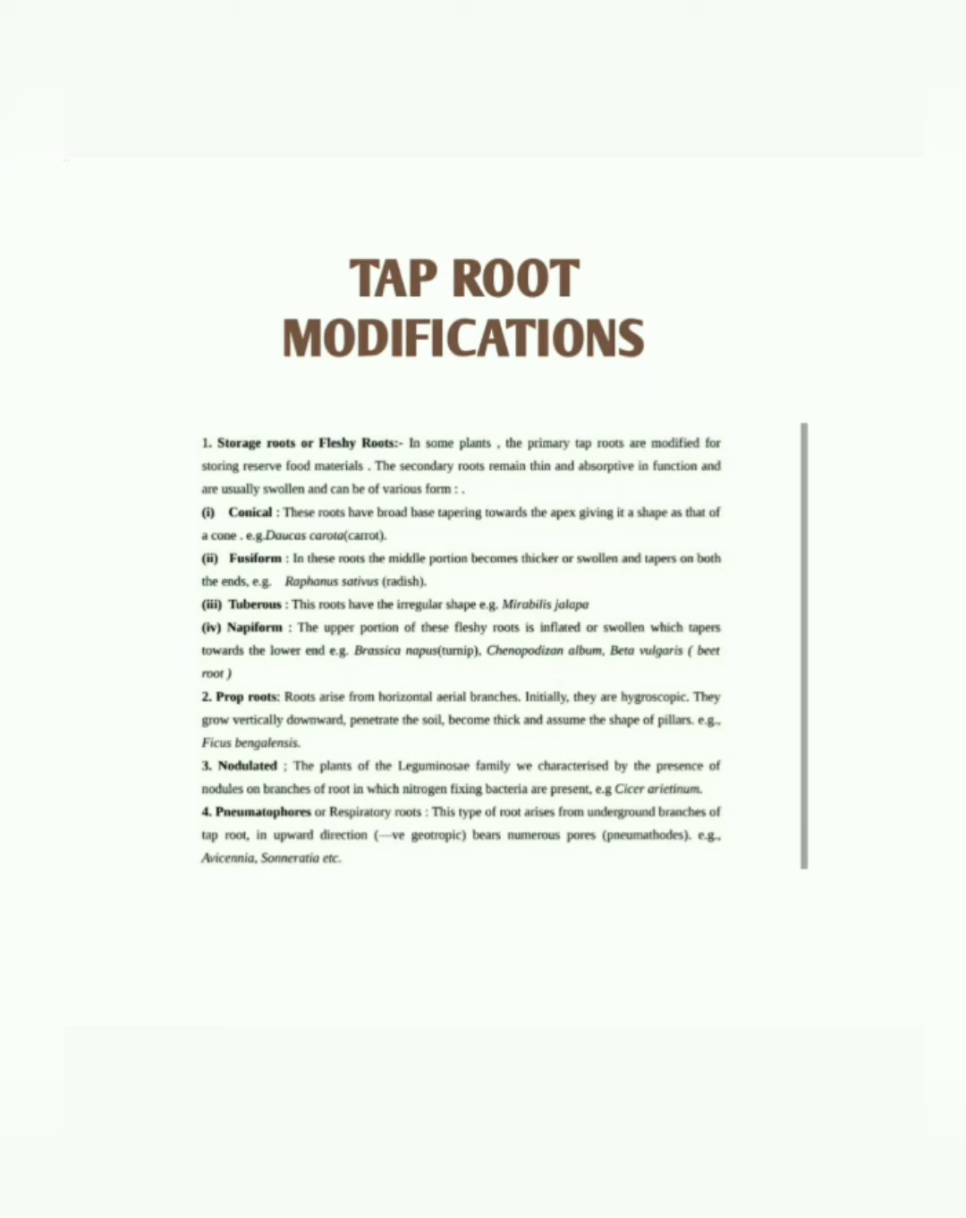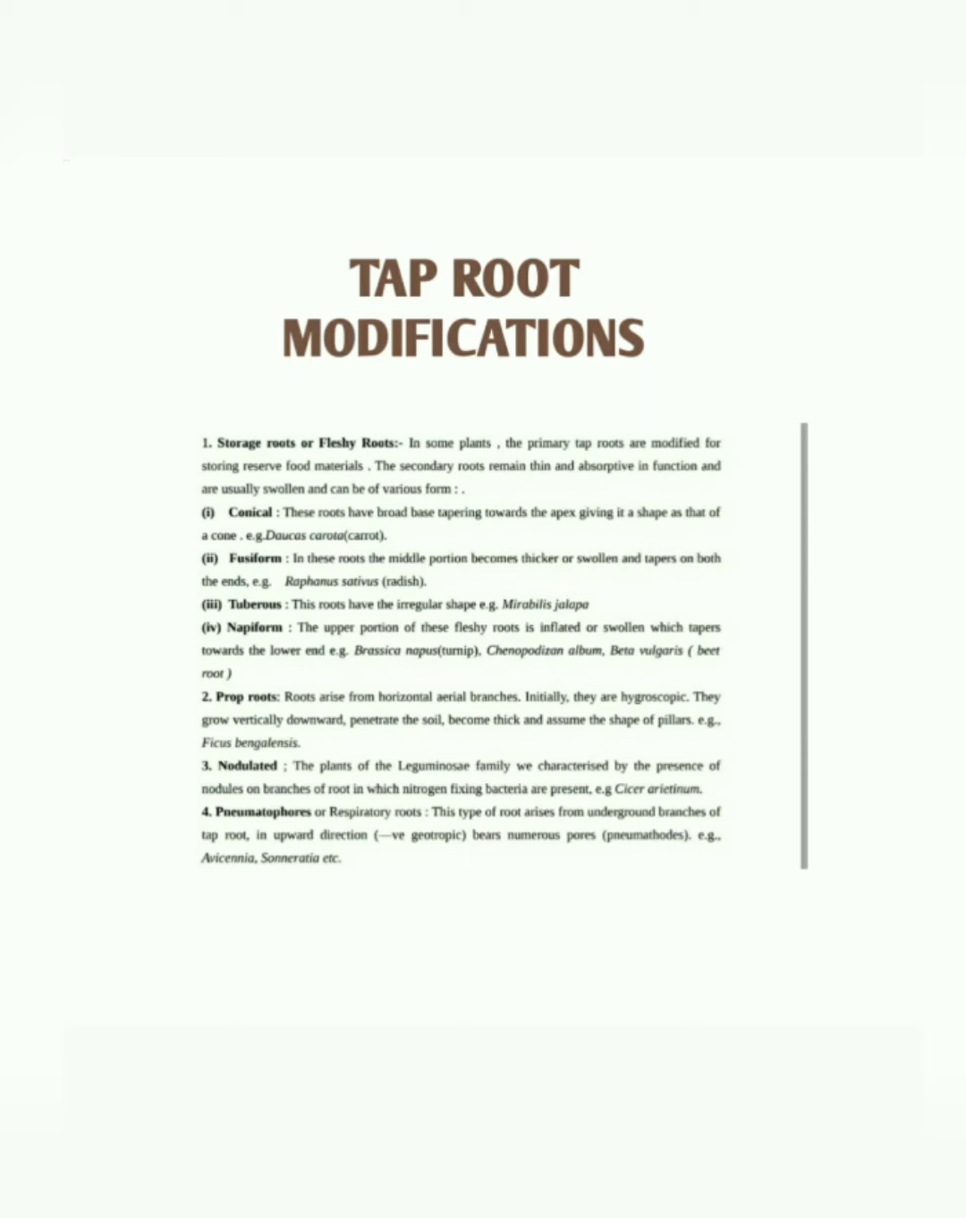Moving to the definitions, the first one in the list is storage roots or fleshy roots. As we know, in the taproot system there will be a primary root. The primary root will give rise to secondary and tertiary roots. Here the primary root is usually getting fleshy. It is getting bulged out due to the storage of food materials, and the secondary and tertiary roots most of the time are performing the function of absorption. So in that we have the first type, that is conical.